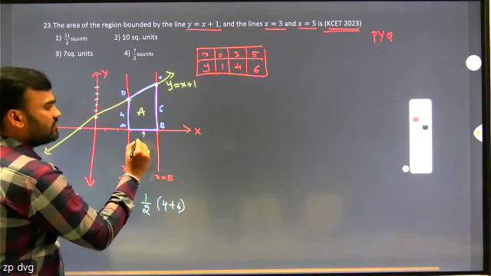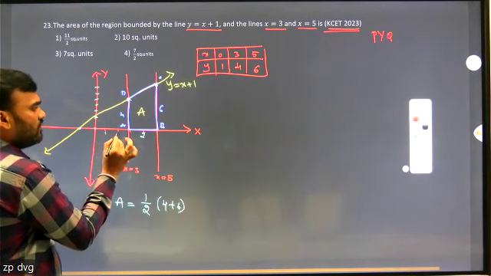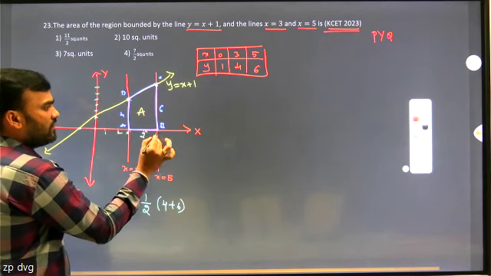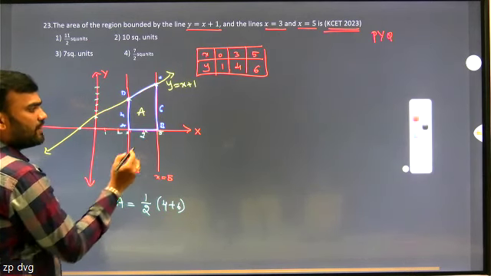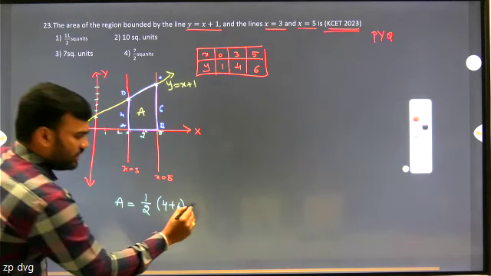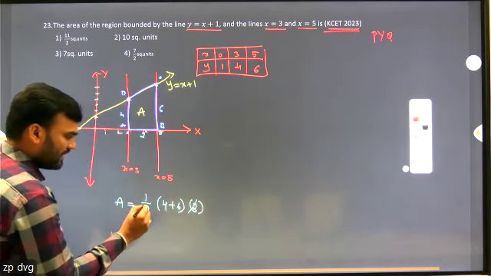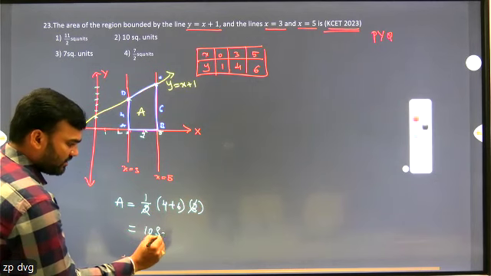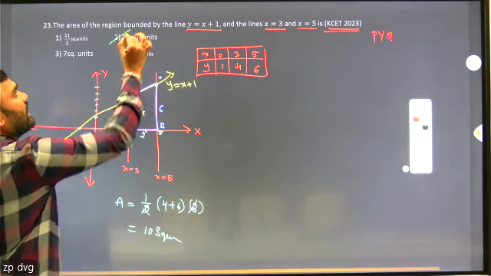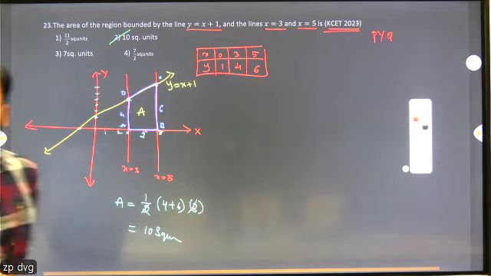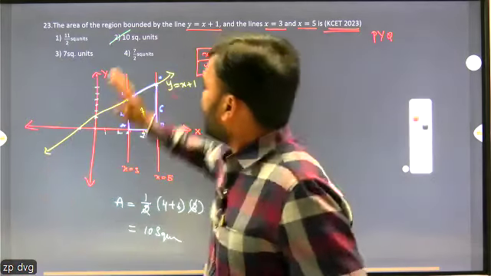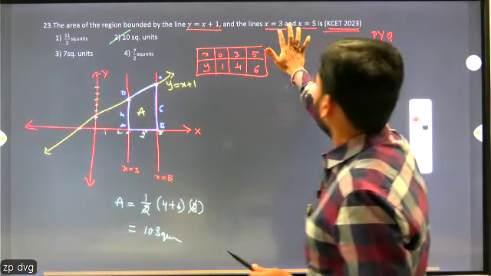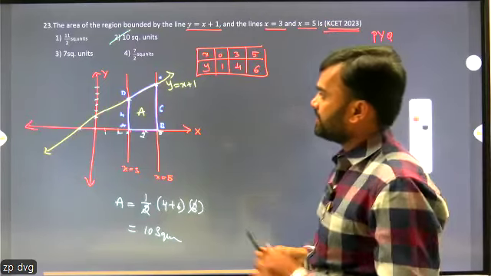AB, what is the distance? The distance is 2, from here to here. Here 1, 2, 3, this is 4, here 5, and the distance from here to here is 2. Half into 10 into 2, the 2s get cancelled, which means that is 10 square units. 10 square units. Are you following or not, sir? Very easy. See, y is equal to x plus 1, x is equal to 3, x is equal to 5, they are given.